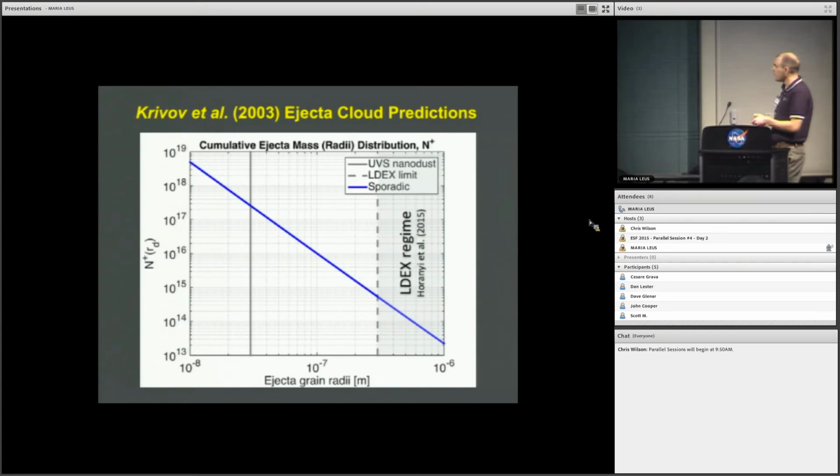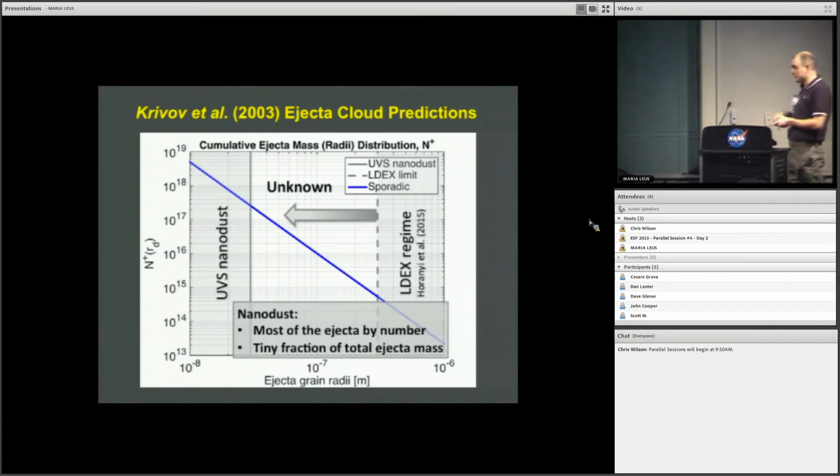Here is the LDEX regime, for dust grains with radii greater than about 0.3 microns. This is what has been detected, what we know about. But this region here is unknown. So I've extrapolated this power law distribution to smaller dust grains. This is where our nanodust population sits, and you can see that the number of dust grains increases really rapidly.